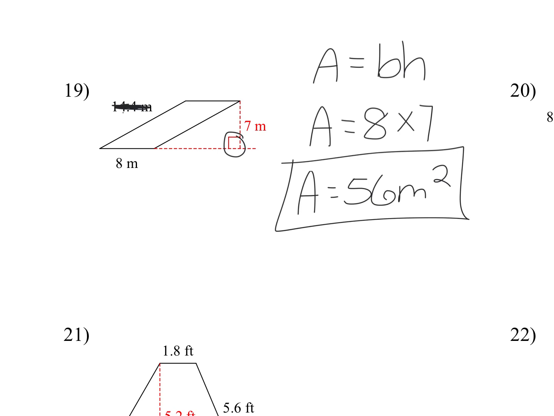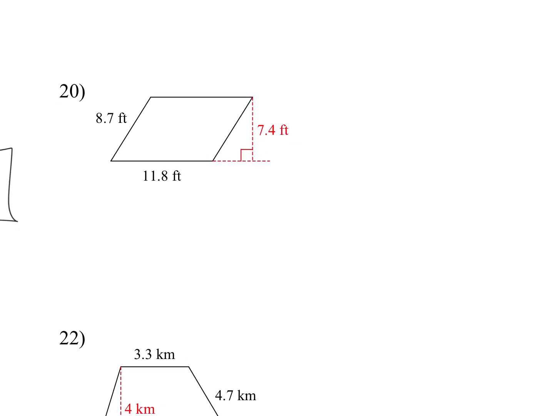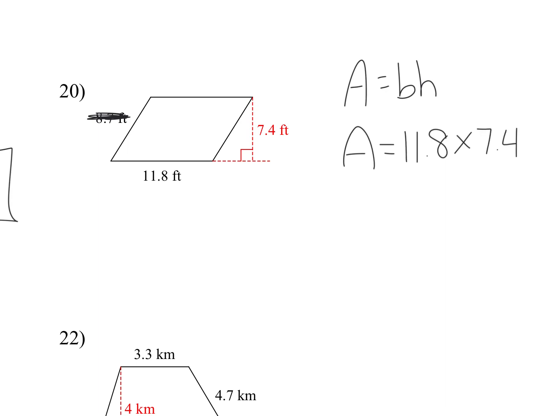Okay, 20. What shape is it? Does it look pretty similar to 19? Yeah. It's a parallelogram. What's the formula for parallelogram? Base times height. What value do we not care about? 8.7. So take 11.8 times 7.4. What do we get? 87.32. Okay, label. There you go. Feet squared.